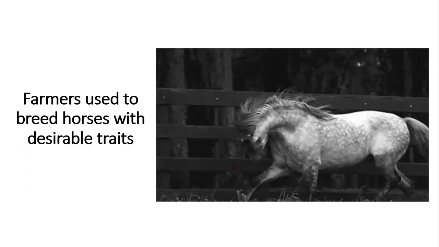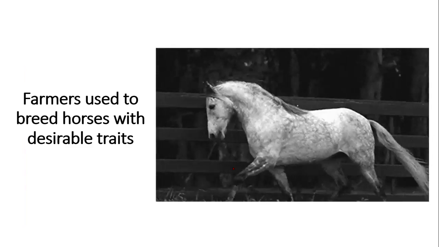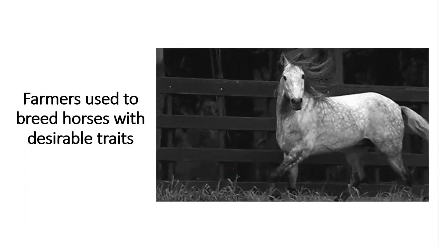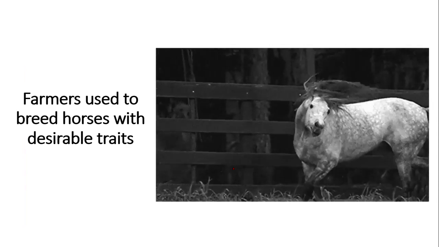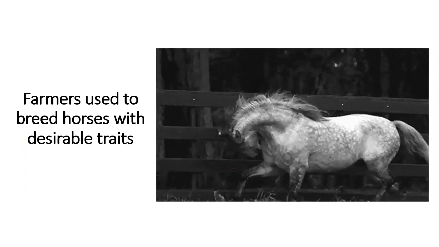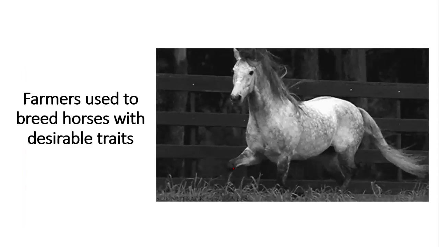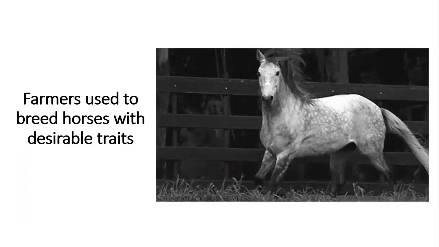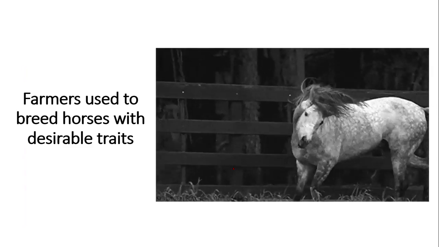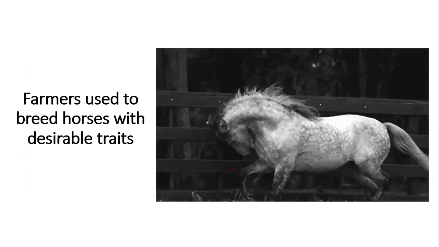Since some people have desirable traits and others don't, the same happens in animals and plants. So farmers used to breed horses with desirable traits with other horses, wanting those traits to be passed to their offspring, or their young. They thought maybe if we bred a really strong horse with a really fast female horse, the babies will share both of their desirable traits, and be both strong and fast.